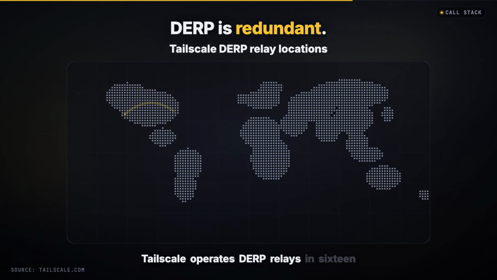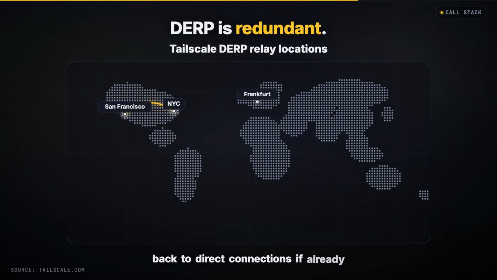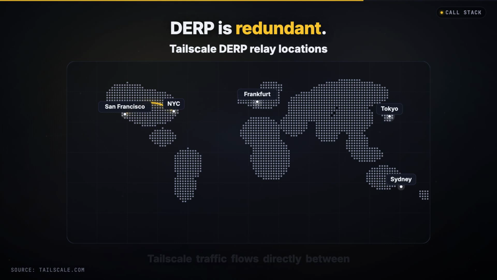Tailscale operates DERP relays in 16 regions worldwide. If one goes down, clients switch to another region or fall back to direct connections if already established. The coordination server is stateless. Your devices cache peer information. The vast majority of Tailscale traffic flows directly between peers.